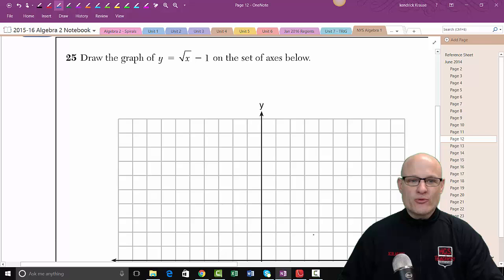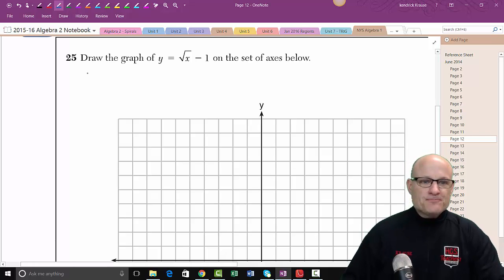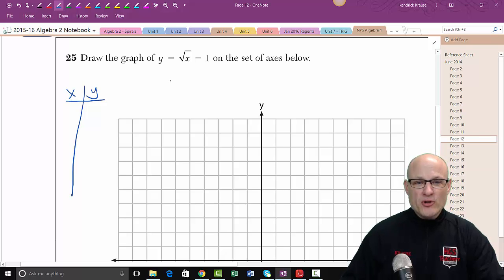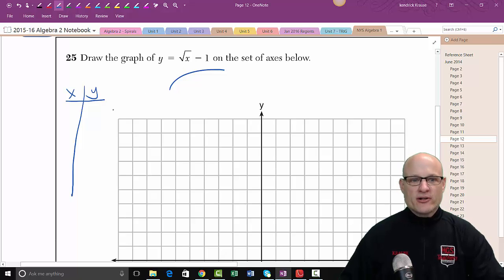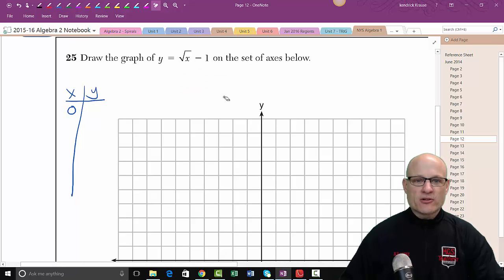So the easiest way to do this, quite frankly, I could go on the calculator just to get an idea what this looks like. But I hope you know that a square root function looks something like that. And we don't really want to take the square root of anything negative because we're not in trig yet. In trig, we'll figure out about imaginary numbers. So I want to take all the things I can take the square root of. For example, if I plug in 0, the square root of 0 is 0. 0 minus 1 is -1.